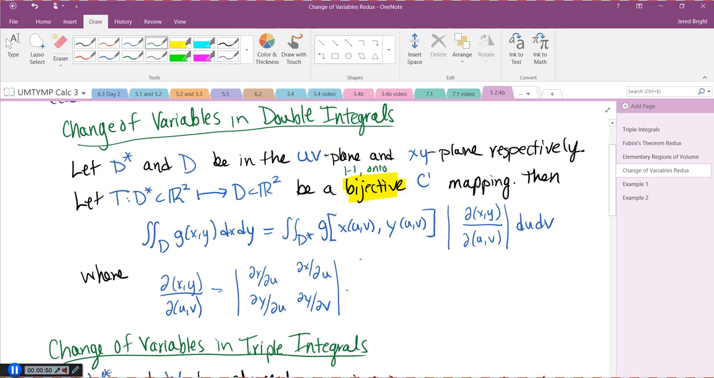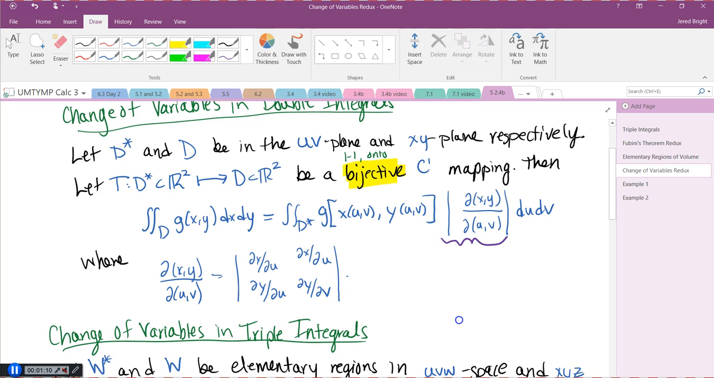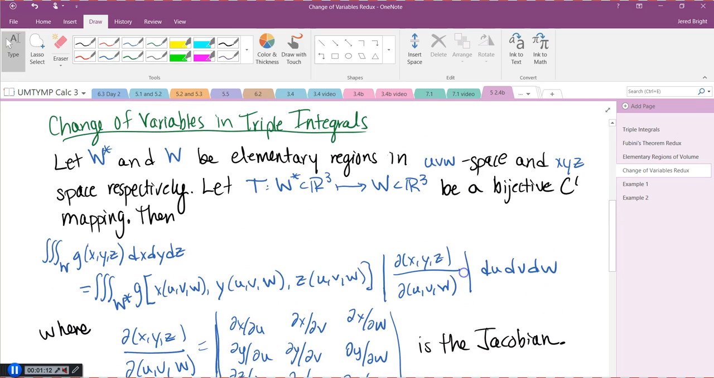And then remember we had this extra expansion factor here, d of xy over d of uv, and that was just a matrix, a change of coordinates matrix. So that is fun, and now we have the triple integral version.